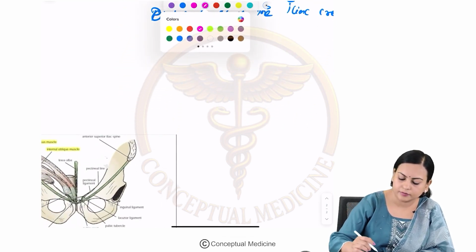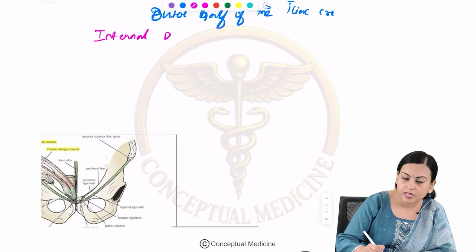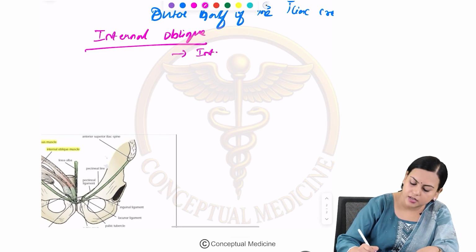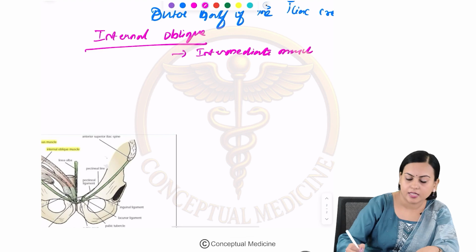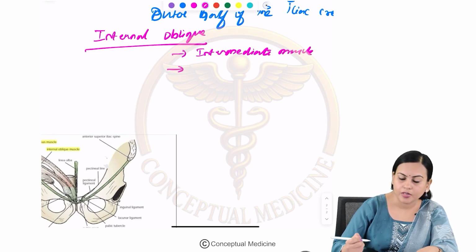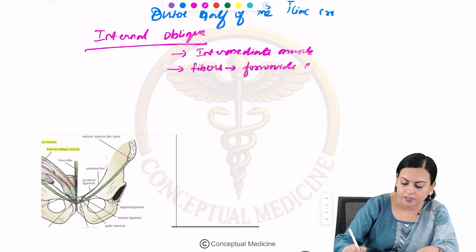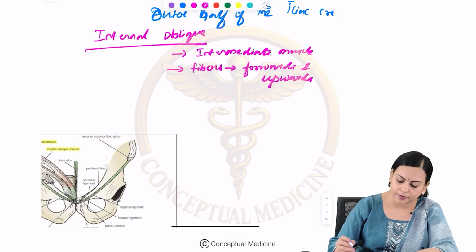Coming to the next muscle, that is internal oblique. Internal oblique is the intermediate muscle that you will see in the flat muscle group. These fibers of the muscle are oriented forwards and upwards. They are placed in a right angled manner to the external oblique muscle fibers.